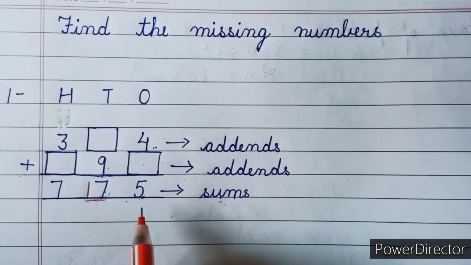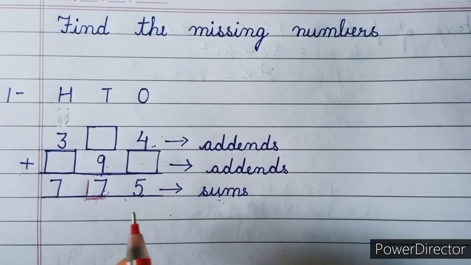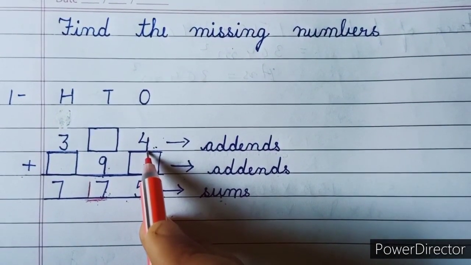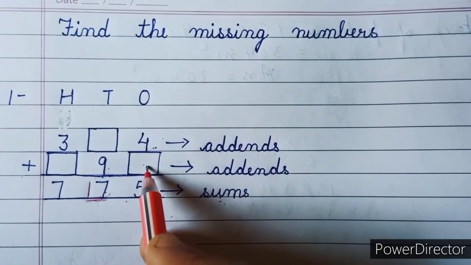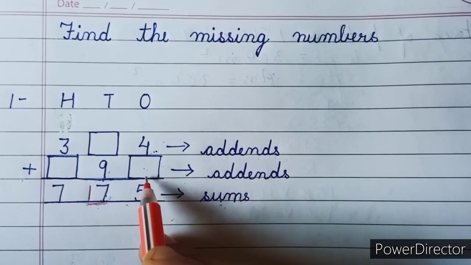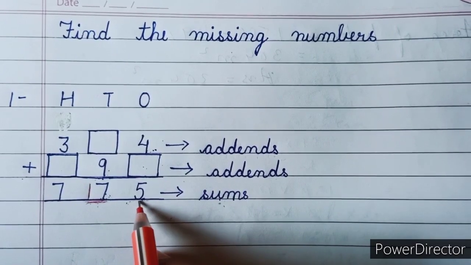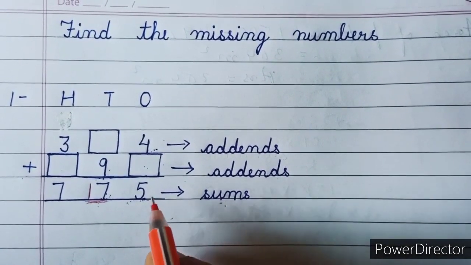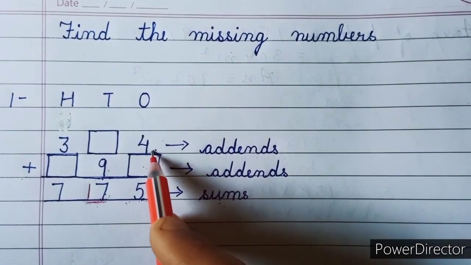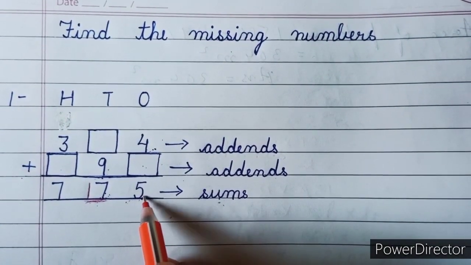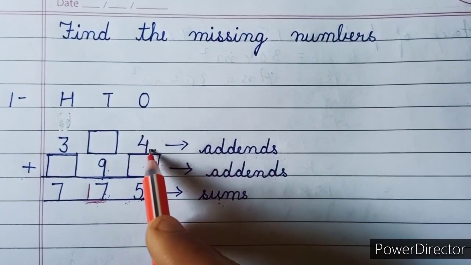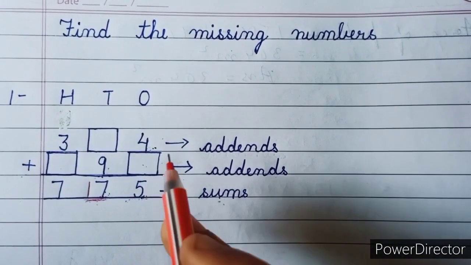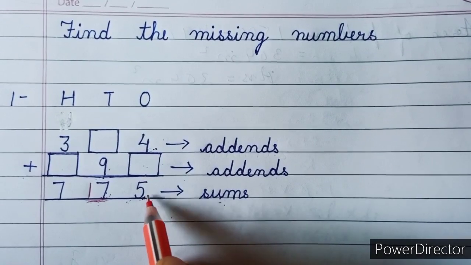So look, I am going to do it. At the ones place, 4 is written. Here it is blank, there is no number here, and the answer number is 5. So in this case, this number is small and the answer number is big. So we will subtract the smaller number from the answer number.